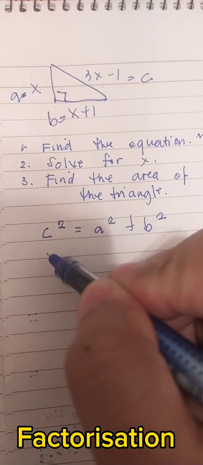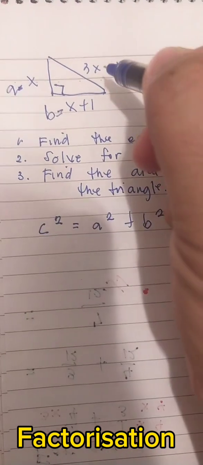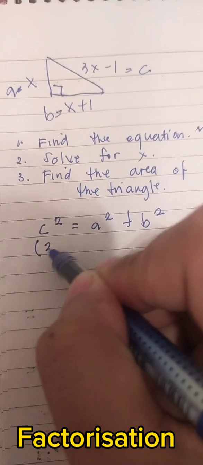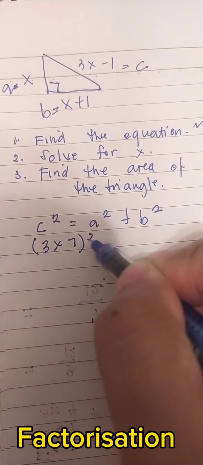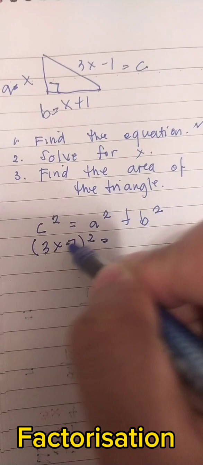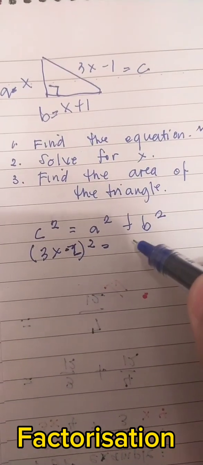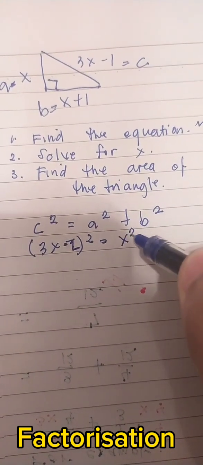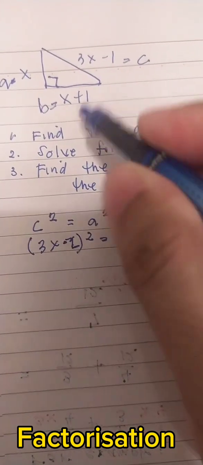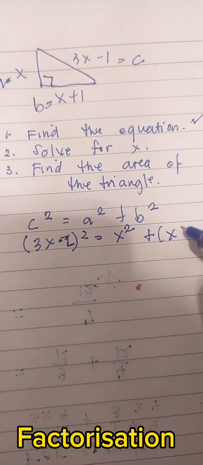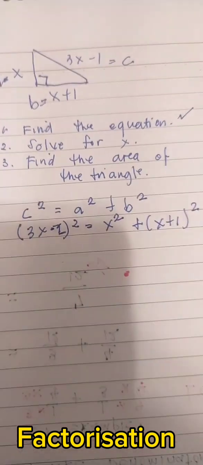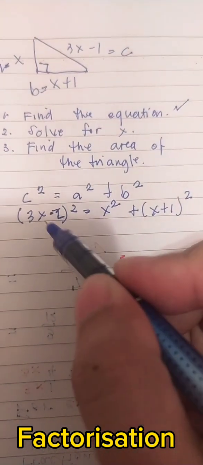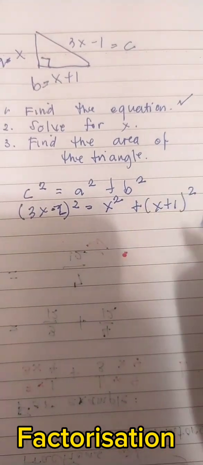So, c squared is, palitan natin yung c sa quantity 3x minus 1. So, we have quantity 3x minus 1 squared. Sorry, this is 1. And then, a is x. So, x, meron tayong square. I-square natin yung x. Plus b is the quantity of x plus 1 squared. So, ganyan na yung ating equation. Now, we are going to simplify all of this.